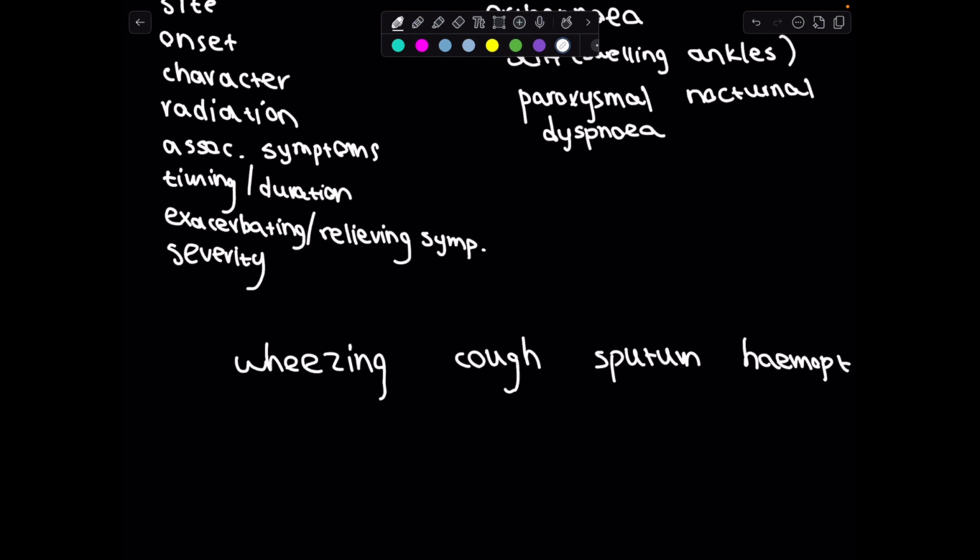Sputum is mucus coughed up from lungs, indicating infection or chronic conditions. Ask about color, amount, and consistency. Your move. What are you talking, my move? Anyway.